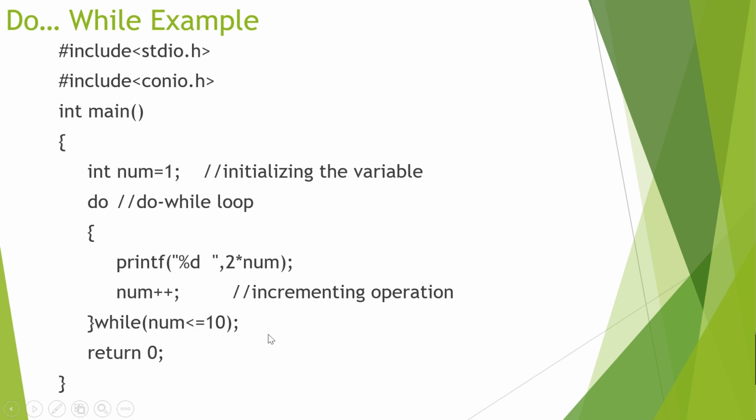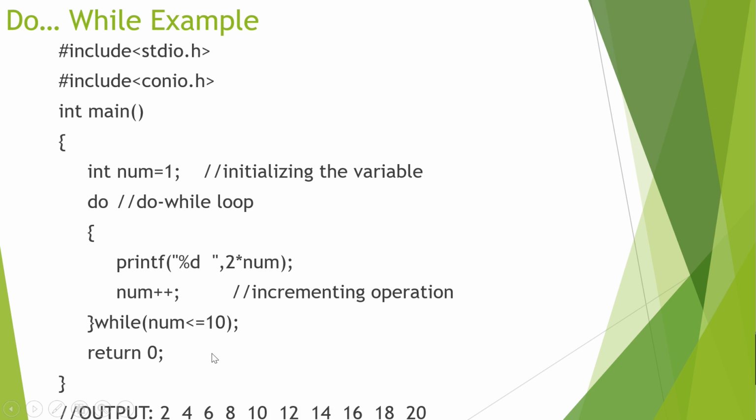If it is true, it will go back and will again run the statement. So what is the statement? Num is equal to 1, it will print 2 into 1, that is 2. Num will be incremented, it will be 2, 2 is smaller than 10, it will go back and it will be 2 into 2, 4. Num will be incremented, it will be 3, 3 is smaller than 10, it will be 2 into 3, and 6 will be printed. It will be printed till it gets 11.